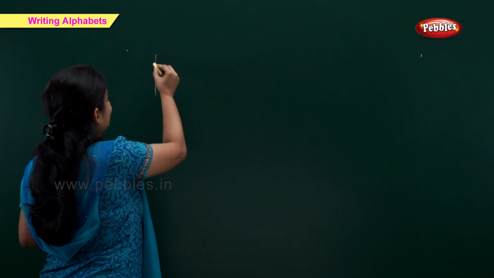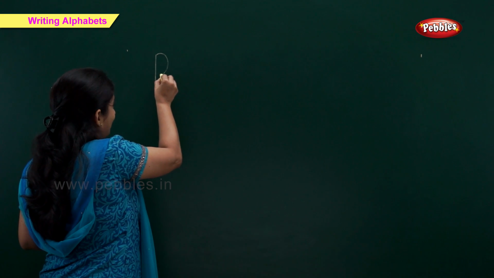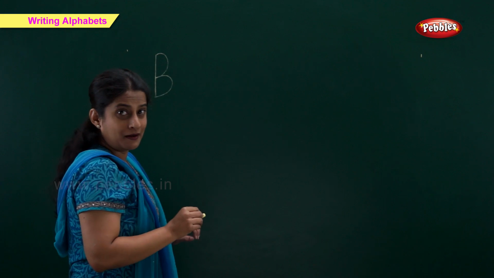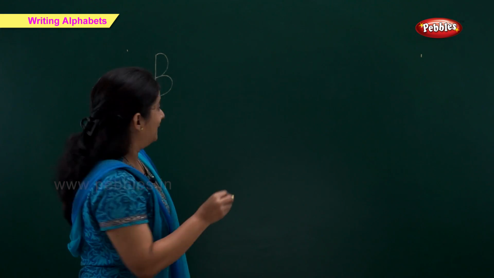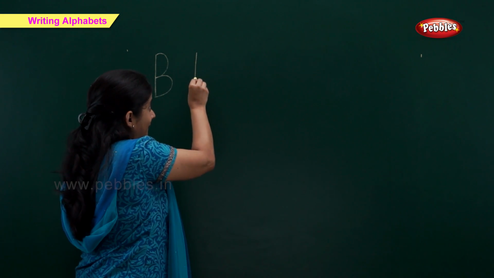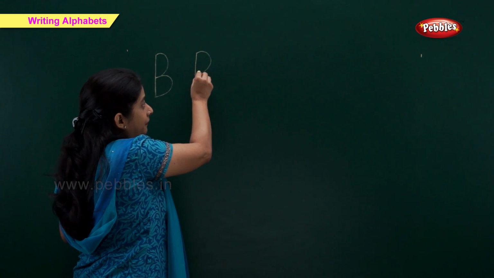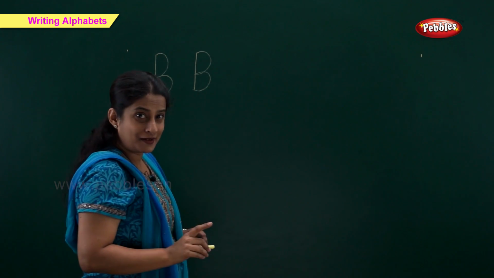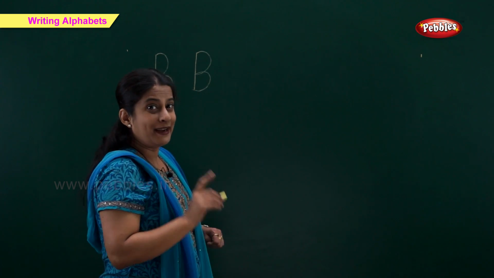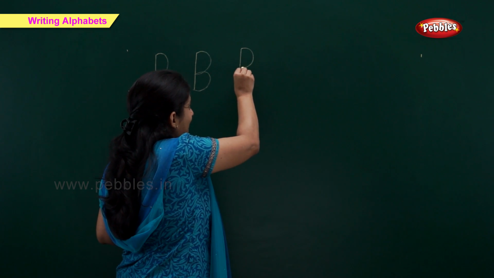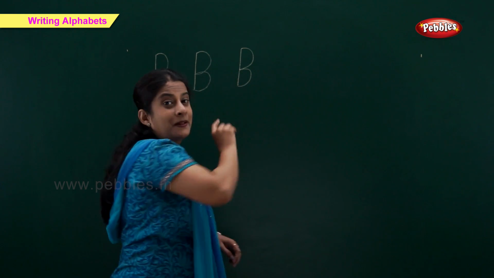Standing line, curve, another curve makes B. Standing line, curve, another curve makes alphabet B. B. Now let's write C.